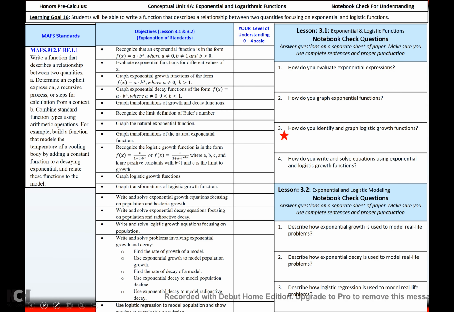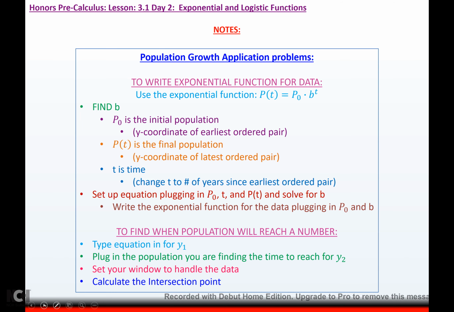All right, so how do you identify and graph logistic growth functions? Well, you need to find the y-intercept by finding f of 0. And then you need to plot your horizontal asymptotes, which are always at y equals 0 and y equals c. And then you sketch an S shape through the points.